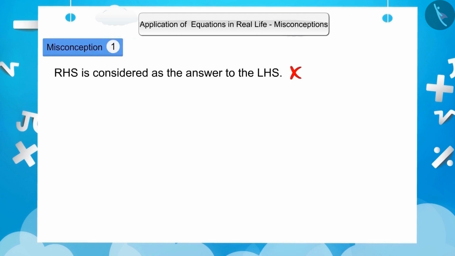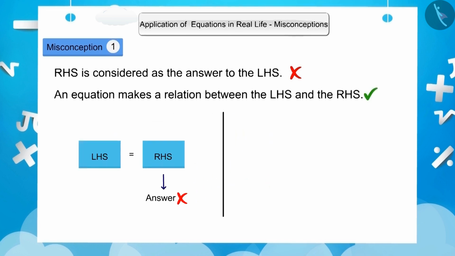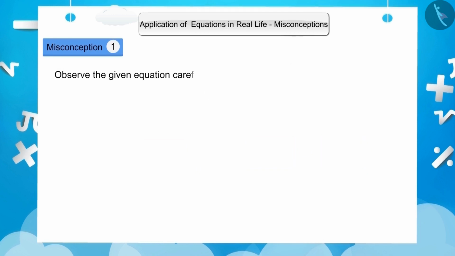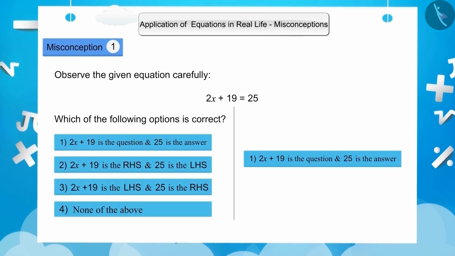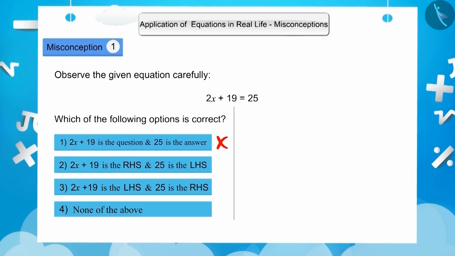We often look at any equation and think that the RHS is the answer to the LHS, whereas an equation makes a relation between the LHS and the RHS. Observe the given equation carefully. Which of the following options is correct? We cannot divide an equation as a question and an answer. Therefore, the first option is incorrect.